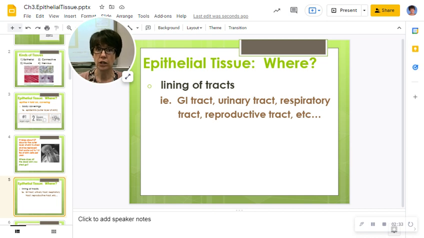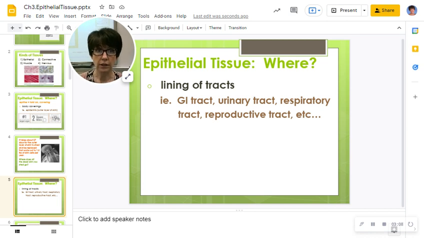So for example, in your digestive system, you have a mouth and you have an anus, and then basically there's just a long tube that runs all the way through the body. That's the GI tract. And the lining of the GI tract is epithelial cells. Some of those epithelial cells are going to be absorbing materials from the tube. Some of the cells are also going to be glandular in nature, secreting materials into the tube itself. So those epithelial cells are lining that tract.